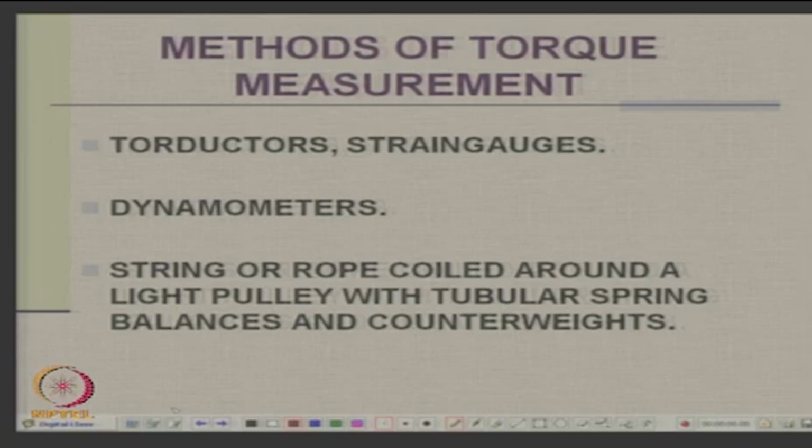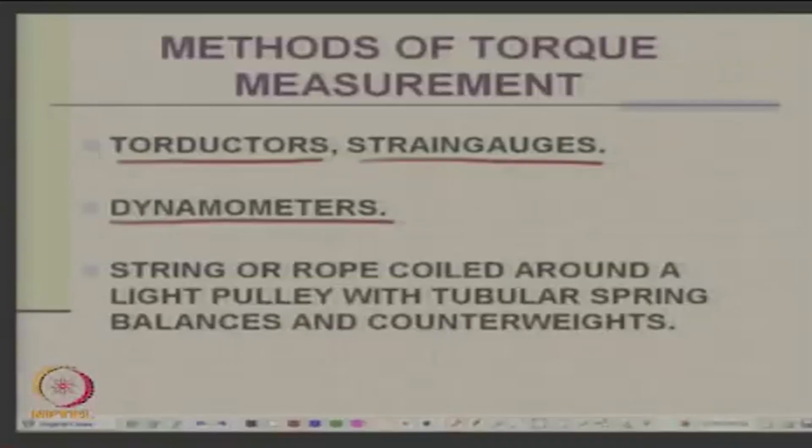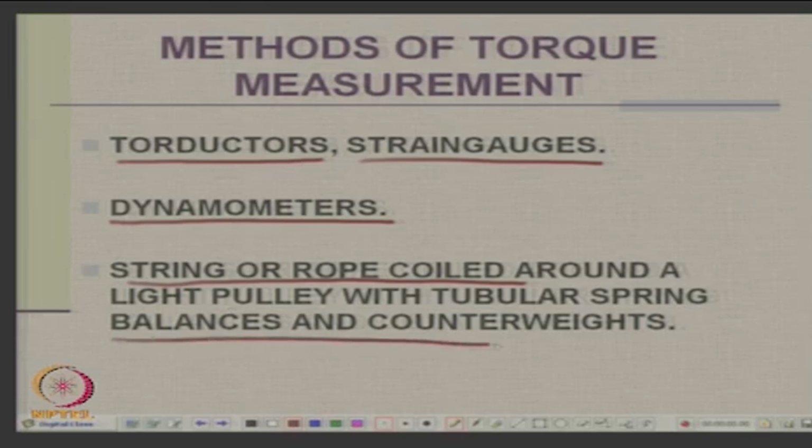Then there are torque transducers, torque measurement devices. There are strain gauges, that means you fix them on the shaft, so the strain experienced by the shaft is measured and processed. And there are dynamometers. Dynamometers measure the torque. Then a string or rope coiled around a light pulley with tubular spring balances, etc.